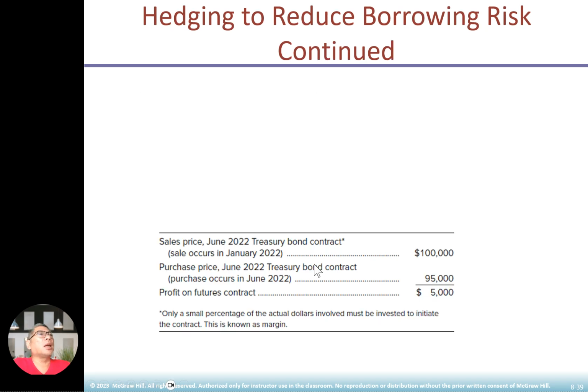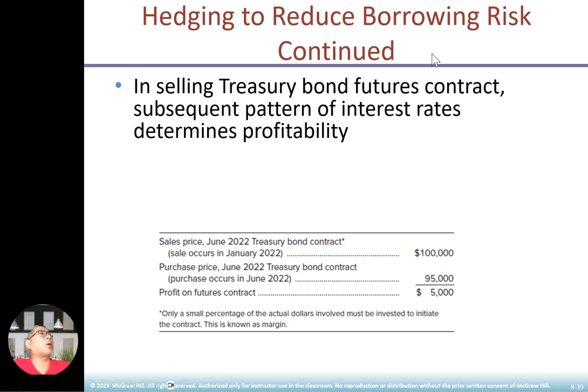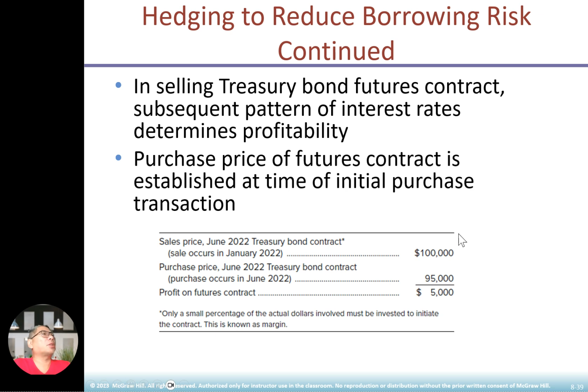The sales price is a good example here: 100,000. In selling treasury bond futures contracts, the pattern of interest rates determines volatility. The sale price is 100,000, the purchase is 95,000. Okay, then you get the profit on the futures contract. This is usually what you can do. The purchase price of the future establishes the time of the purchase transaction. You can do this, selling and buying contracts. Okay, interest rate bond futures contract.